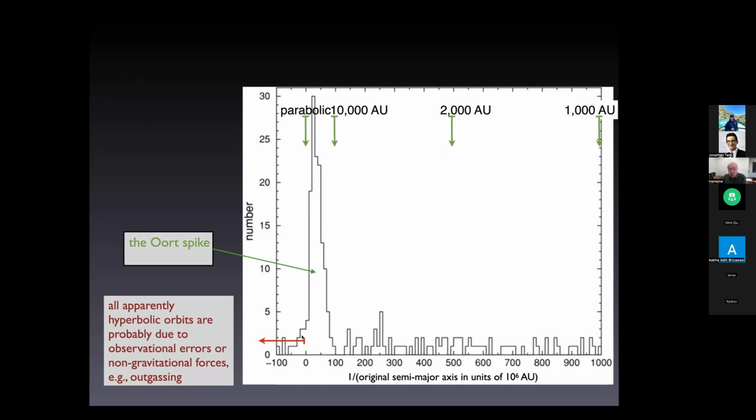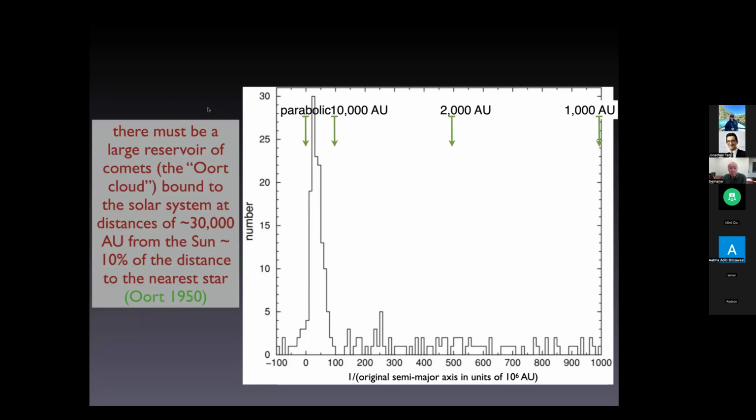Therefore, the conclusion from this is that there's an enormous spike in the distribution of comet orbits, which has come to be called the Oort spike, consisting of bound comet orbits with extremely large semi-major axes in the range of 10,000 up to maybe 100,000 astronomical units. And the conclusion from that is that there must be a large reservoir of comets, the Oort cloud, which is bound to the solar system at distances of about 30,000 astronomical units from the sun.